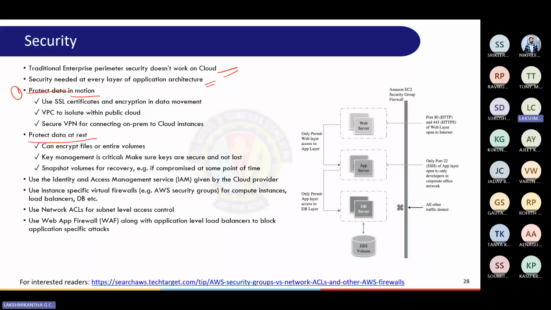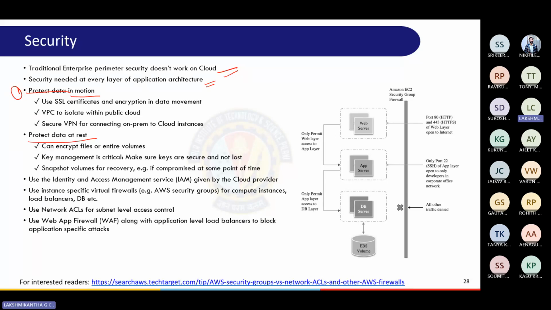Okay, so to protect data in motion, we are going to use encryption, isolation, and secure connections. For encryption, we are going to use SSL certification and encryption for all data movement. For isolation, we are going to use VPC to isolate your resources. And for secure connection, we are going to use secure VPN.